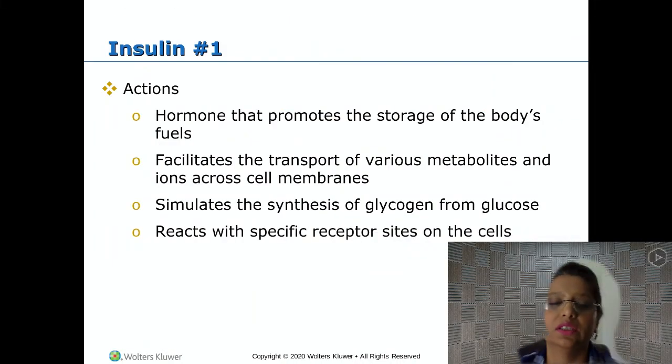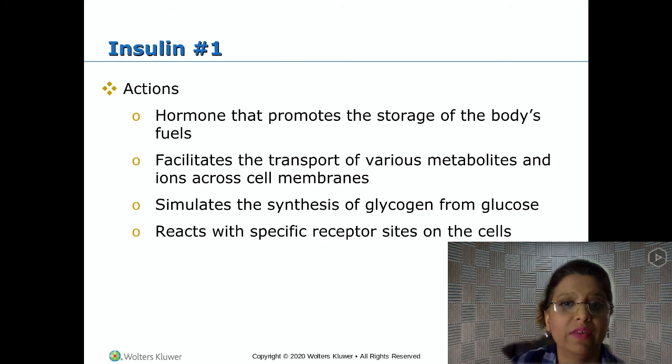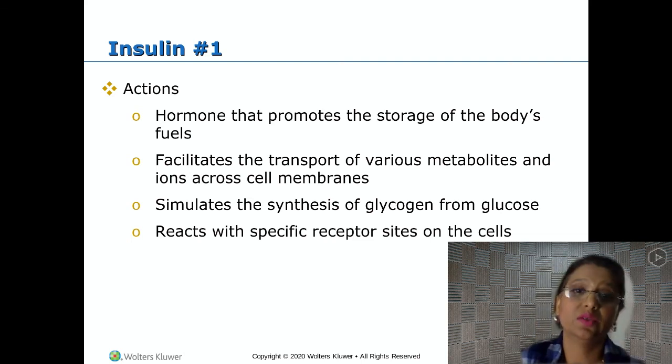Okay, now we're going to talk about insulin. Insulin is a hormone that promotes the storage of body fluids, facilitates the transport of various metabolites and ions across the cell membranes, and it stimulates the synthesis of glycogen from glucose. So what does it do? It technically reduces the blood sugar levels, right?